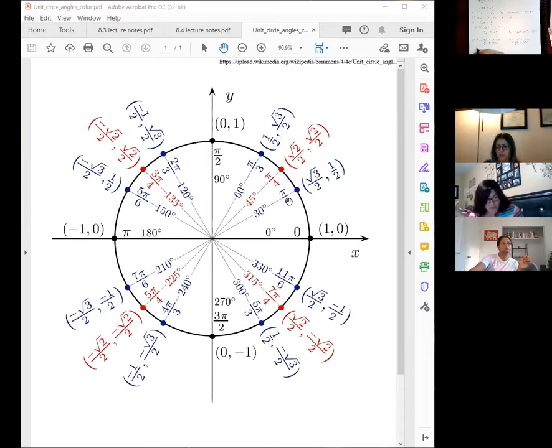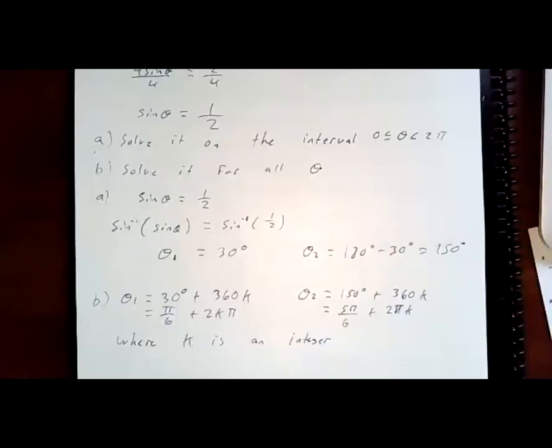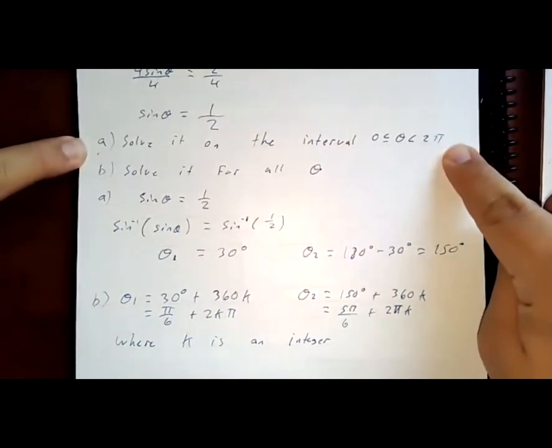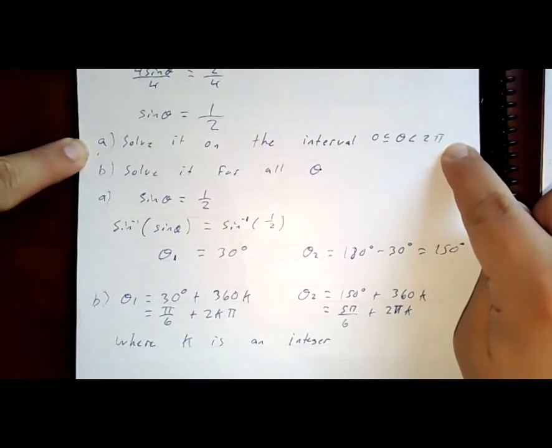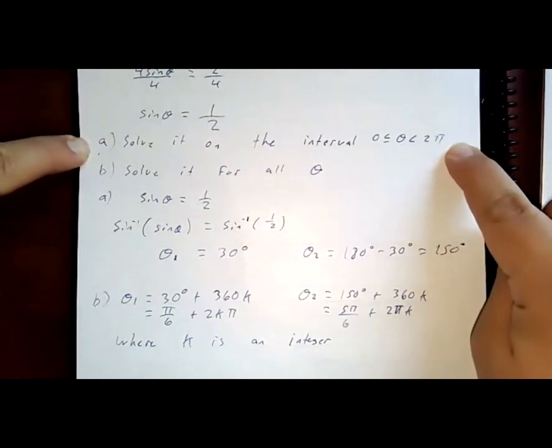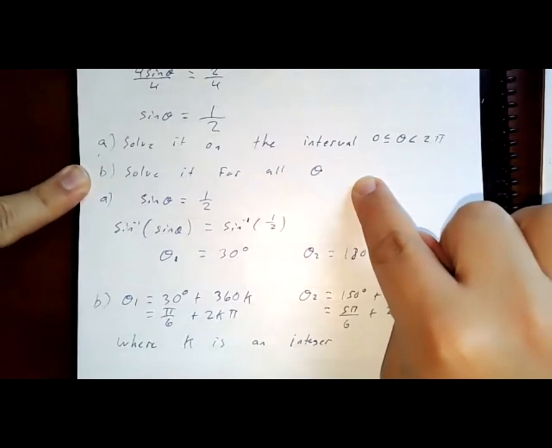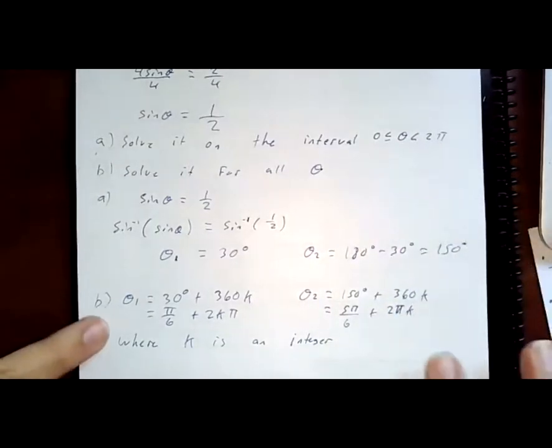So K is an integer, so any integer, meaning there's an infinite number of solutions for part B. You have a set of infinite answers. Does that make sense? Yes. Okay. So whenever they say this for part A, you'll just have a couple of answers. When they say for all theta or they don't restrict you, then there's going to be an infinite set. Okay.